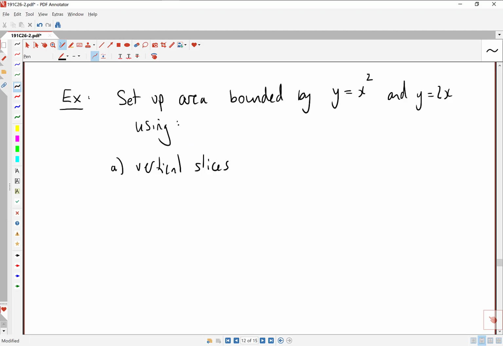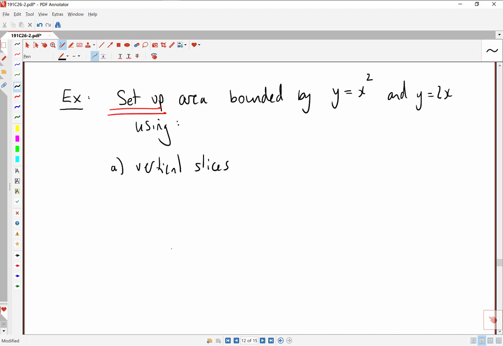So in this example, we're going to look at the area bounded by y equal x squared and y equal 2x. And we're going to do two parts. We're going to do one using vertical slices and then the other one using horizontal slices, just to make sure we're really clear on those two different methods. Notice that it says set up the area. So what that means is that we just want to write down the integral that calculates the area. We don't actually need to do the integral calculation itself.